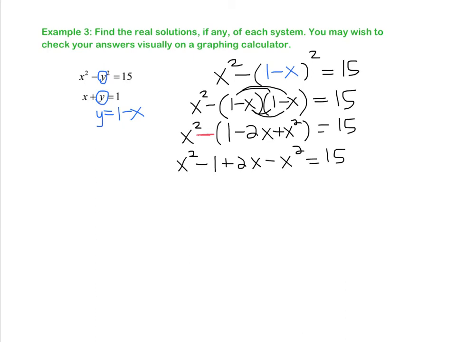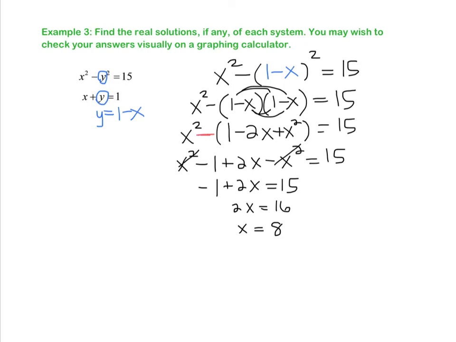So let's go ahead and combine like terms here. What you're going to see is that the x squared minus x squared reduces to 0. And then we're just going to get negative 1 plus 2x equals 15. So I can just isolate x here. I can add 1 to both sides and get 2x equals 16, and then divide by 2 and get x is 8.